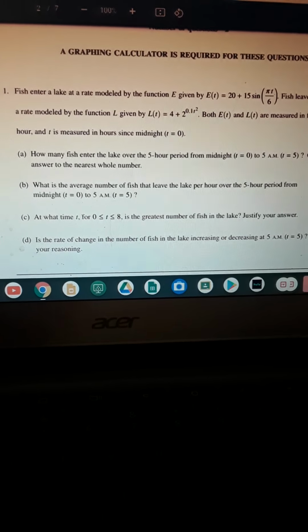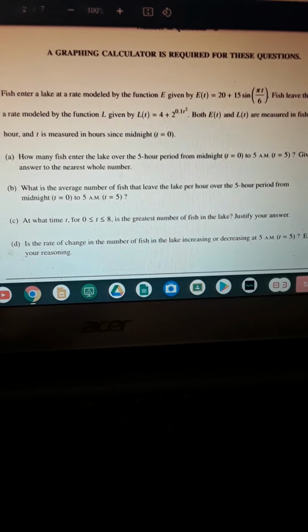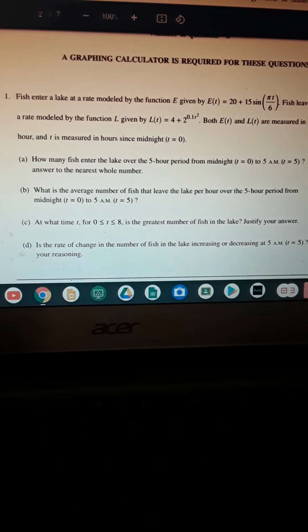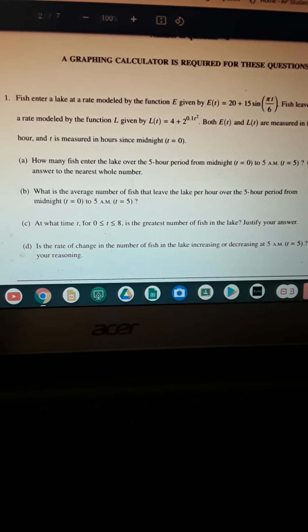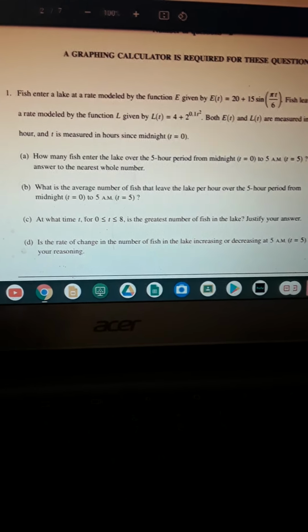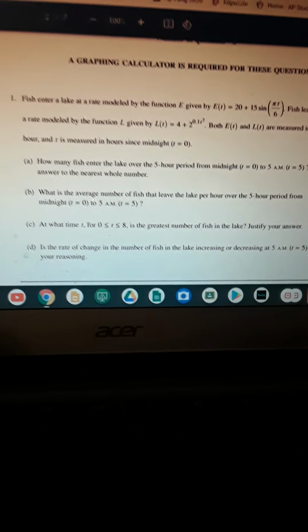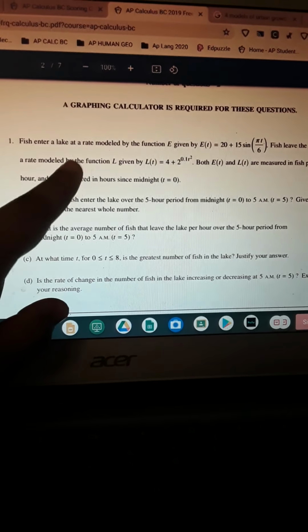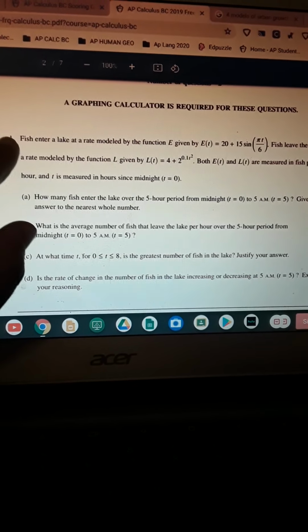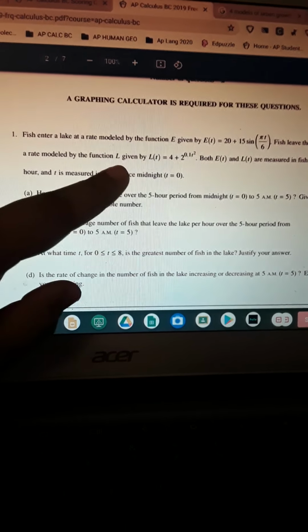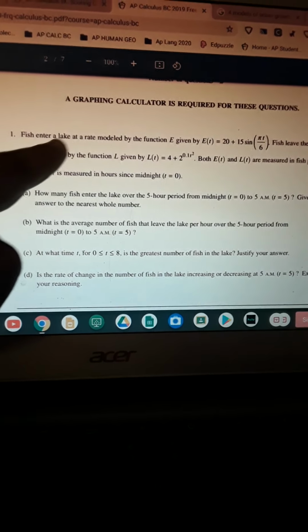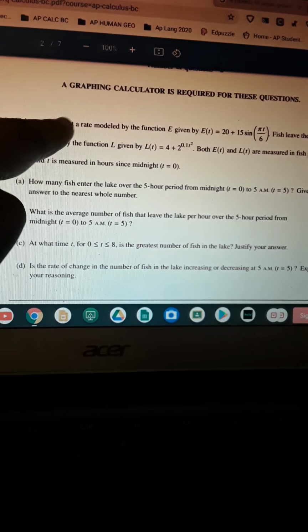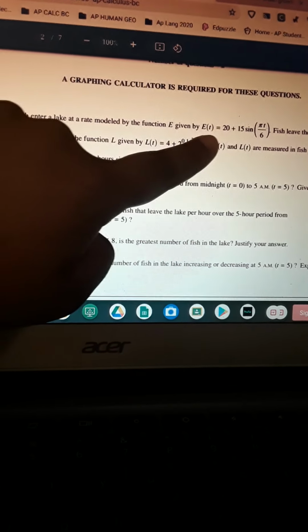So the first thing you're going to want to do, when you see this question, is pick out the stuff that you know is going to be important for each of the A through D sub questions. So fish enter the lake at a rate. So this is the rate. This is a function. They're going to give you a function, and it's entering. So this is the rate that they're entering the lake, and it's going to be E(t). And you've got to remember that it's represented as E(t).